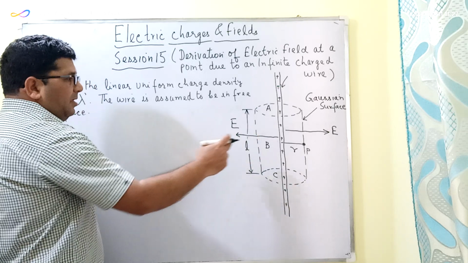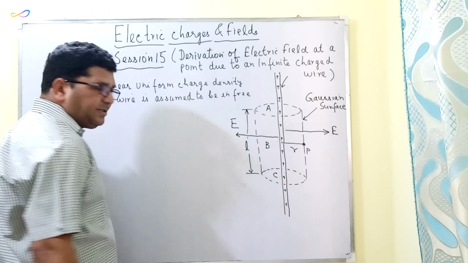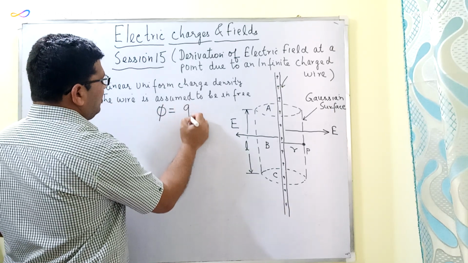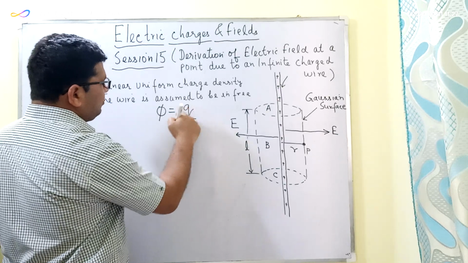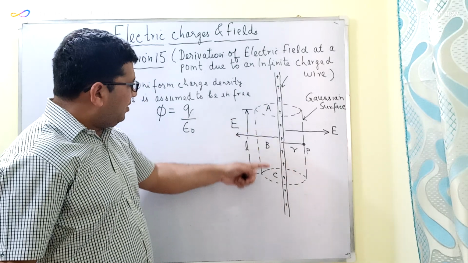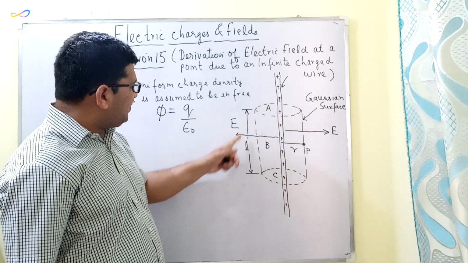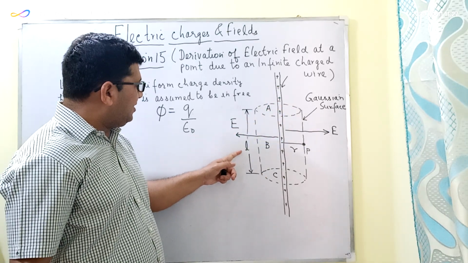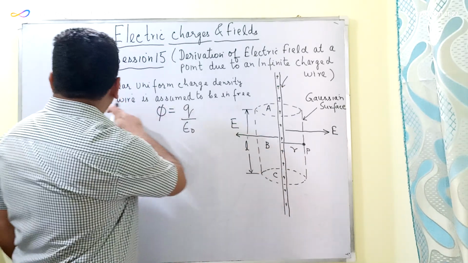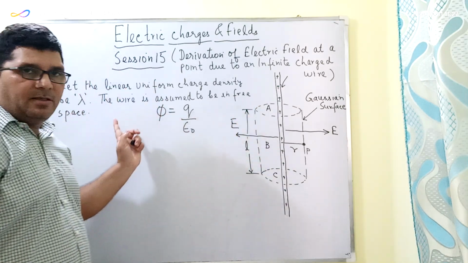So now, as per the Gauss law, the flux which is passing through this Gaussian surface will be equal to Q divided by epsilon naught, where Q is the total amount of charge which is enclosed by this Gaussian surface. Now here I have assumed the length of this cylindrical Gaussian surface as L. I have already indicated it here on this board, and the linear uniform charge density is equal to lambda.